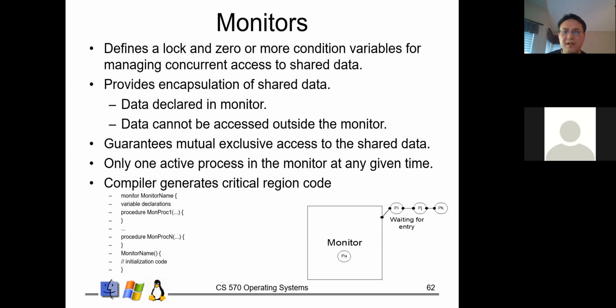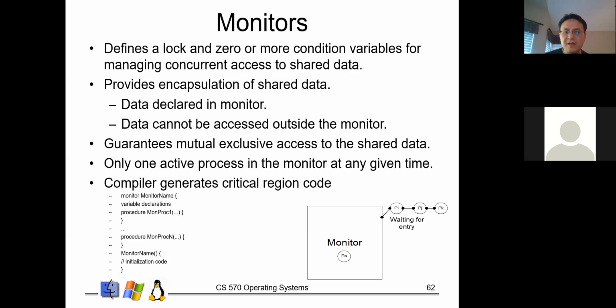So a formal definition would be a monitor defines a lock, like a critical section. It defines a lock and 0 or more condition variables for managing concurrent access to shared data. Now we will get into the condition variables later on. Let's first look into the lock perspective.